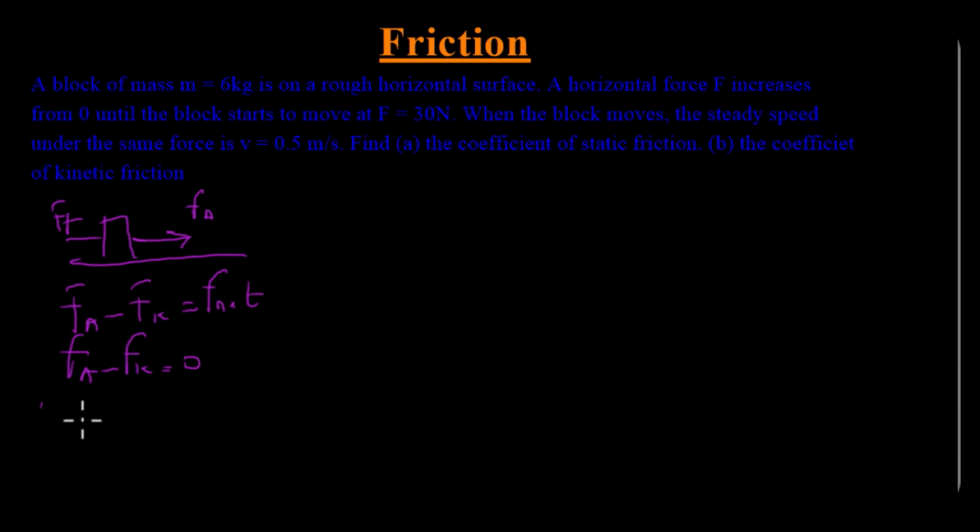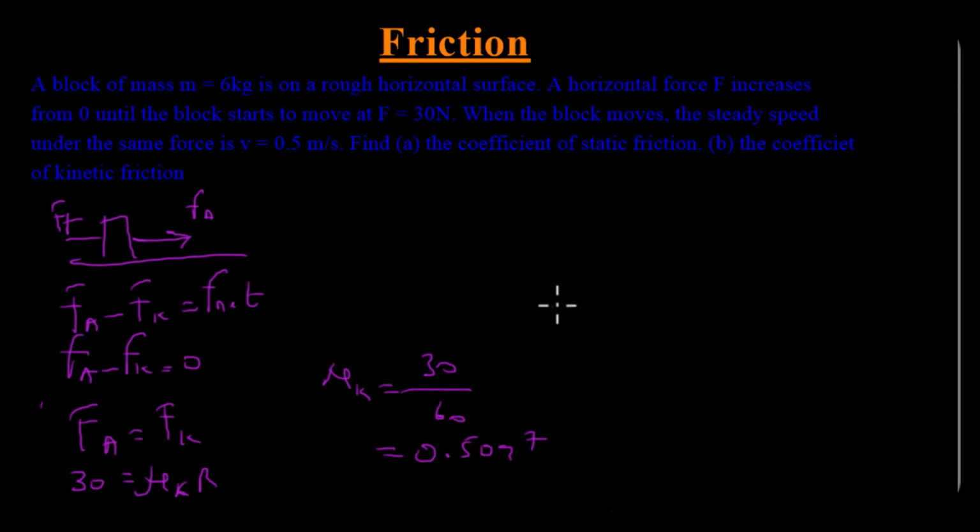So I can simply say my applied force is equal to Fk. What's my applied force? We have it as 30. So my Fk will also be equal to 30. But this time around, we're looking for the coefficient of kinetic friction. So instead of writing 30 on this side, I'll just write my mu k times R. Again, this will give us mu k equal to 30 over 60, which gives us 0.